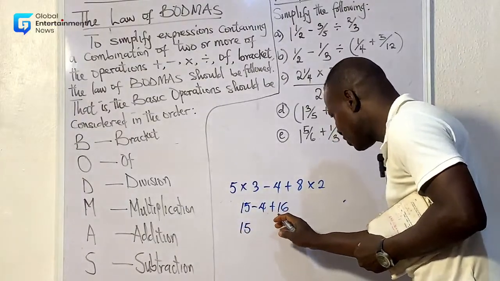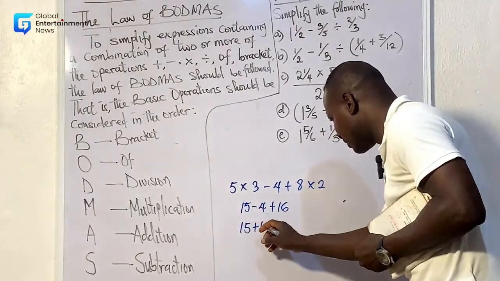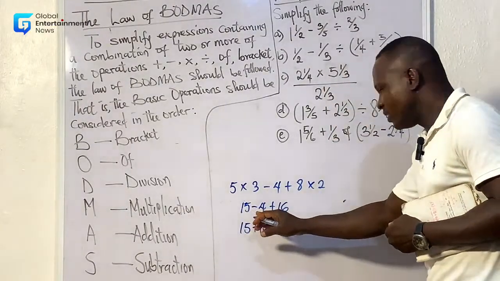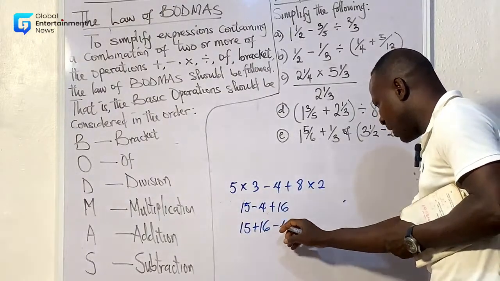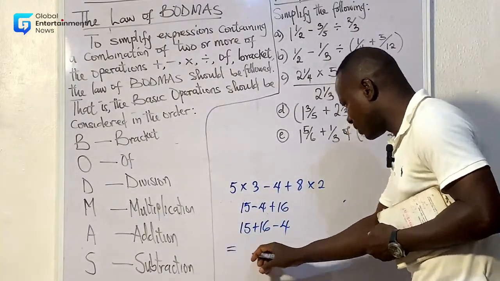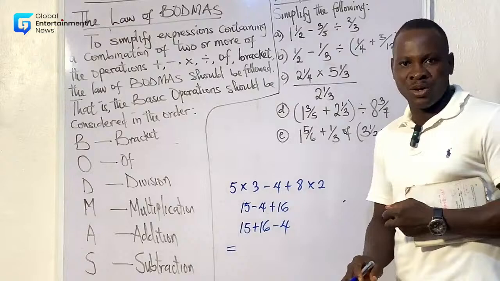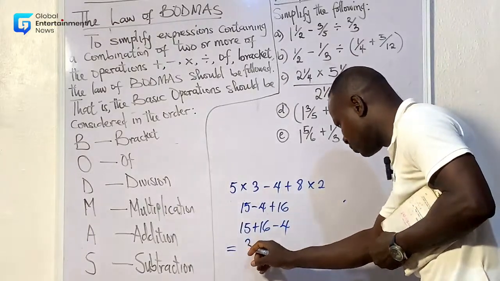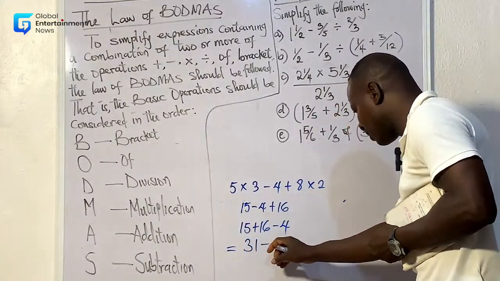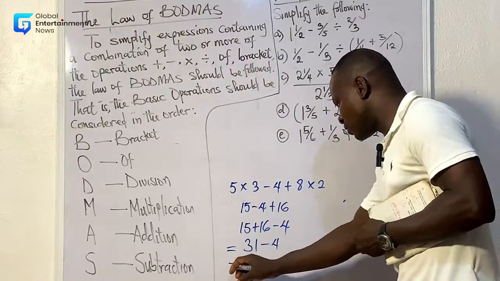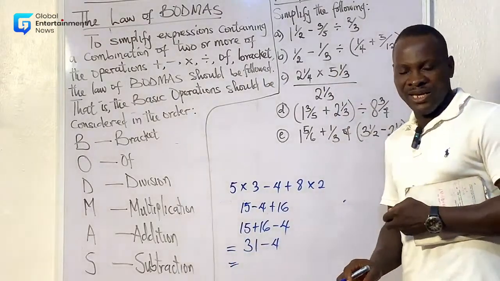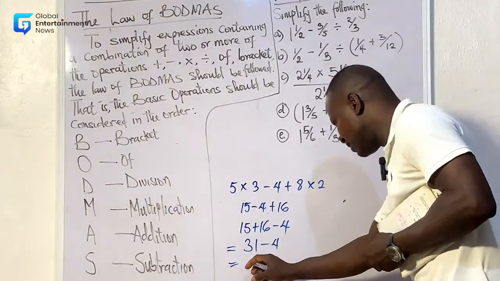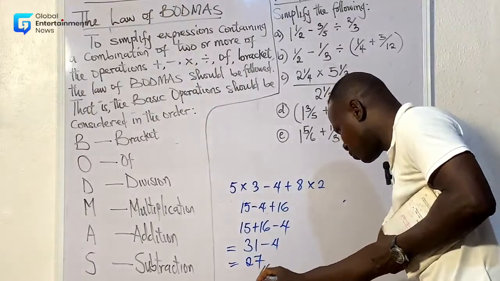15, shift this one forward, plus 16. Then what else do we have? Then this one will come here, minus 4. So with this one now, 15 plus 16 is what? That is 31. Thank you. 31 minus 4, what will it give us? It gives us 27.